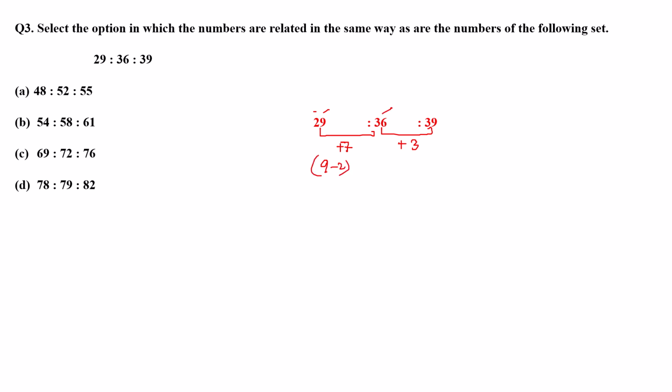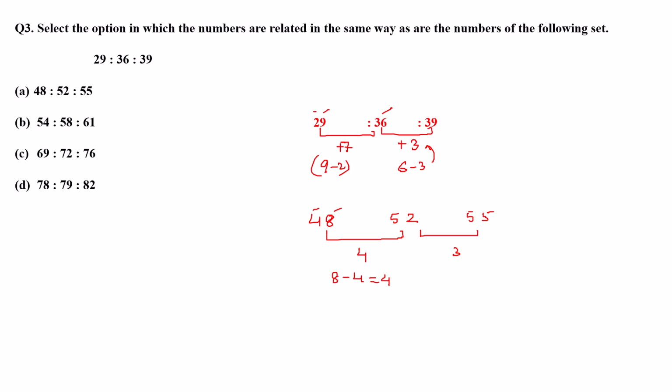So now let's see here also 6 minus 3 gives 3. So now we have to see in each option where this same type of relation is followed. Okay. So you will see first 48, 52 and 55. If you see the difference of 48 and 52, the gap is 4 and here the gap is 3. Now let's find the difference between these two numbers. So 8 minus 4 gives 4.